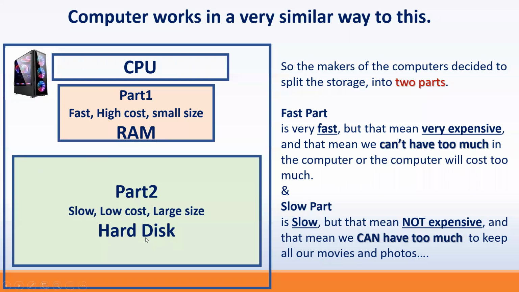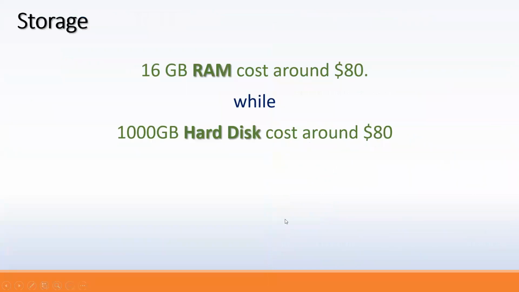Good. Very expensive RAM. Of course, the hard disk is cheap. So what do we do? Simple. So how does it work? Look, a RAM that is 16 gigabyte, we'll explain what the gigabyte means later, costs about $80, while a hard disk that is 1 terabyte or 1,000 gigabyte costs around $80. This one is 60 times bigger for the same price. Why? Because this is super fast, this is super slow. Clear? Good. Okay, Hassan, clear, but how does it work?